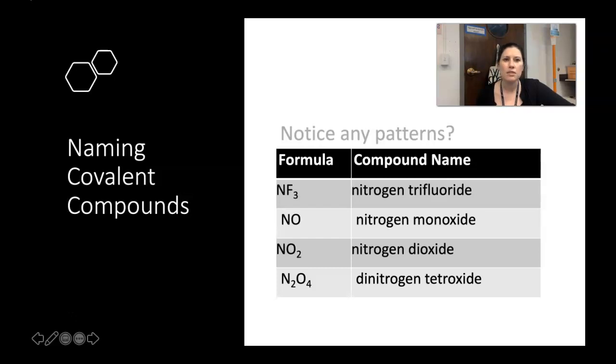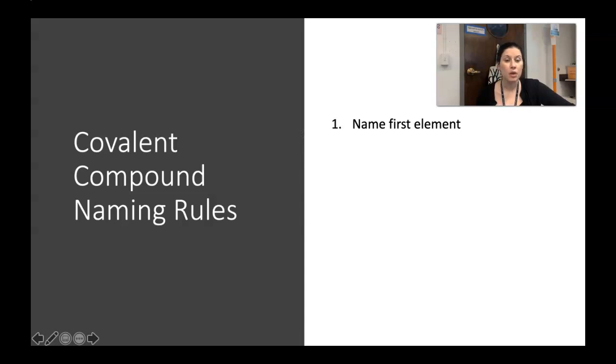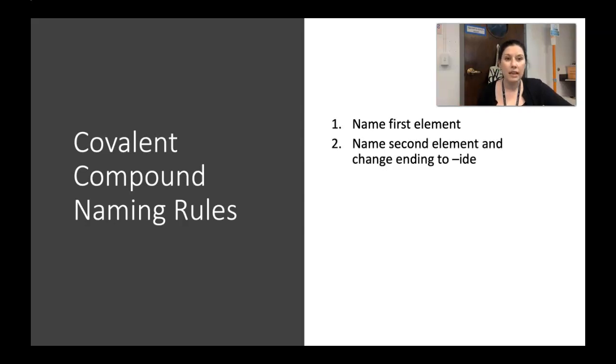Let's break down these rules. Make sure you are writing down these rules here. Covalent compound naming rules. First, you name your first element. You just name it exactly as it is on the periodic table. You don't change the ending or anything. Now you're going to name the second element. The second element always has its ending changed to IDE. So bromine becomes bromide, fluorine becomes fluoride, what else do we have? Sulfur becomes sulfide, phosphorus becomes phosphide.